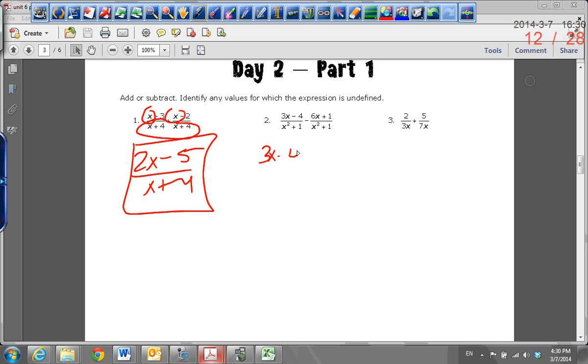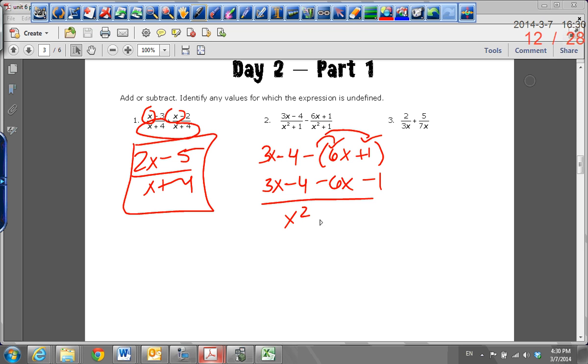Number 2, we're subtracting. So I got 3x minus 4 minus 6x plus 1. Be sure we carry the negative over there. So I got 3x minus 4 minus 6x minus 1 all over the same common denominator. You can only do this if you have the common denominator. 3x minus 6x is negative 3x. Negative 4 minus 1 is negative 5.